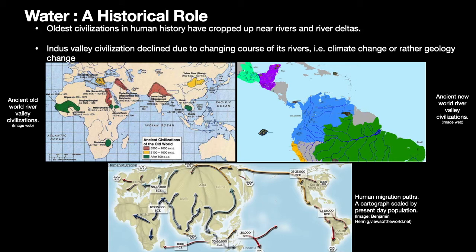ancient civilizations. A point to note here is that the Indus Valley civilization declined due to the changing course of its rivers. So it's a form of climate change, or if you're being more specific, because of tectonic activity and earthquakes, the course of the river changed, and once the river changed its course, all the civilization, all the buildings, and all the people had to move to where the river moved, so that they have water for their farms and animals, etc.